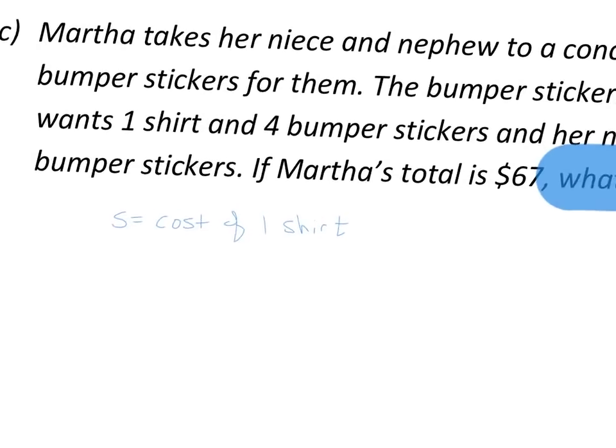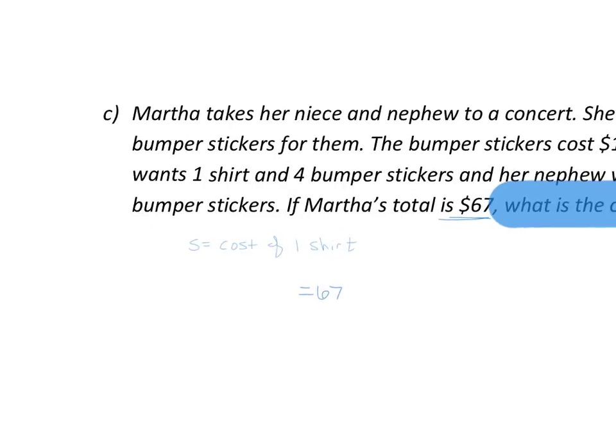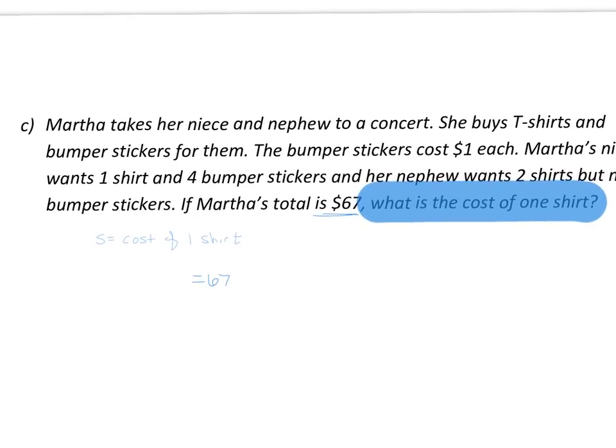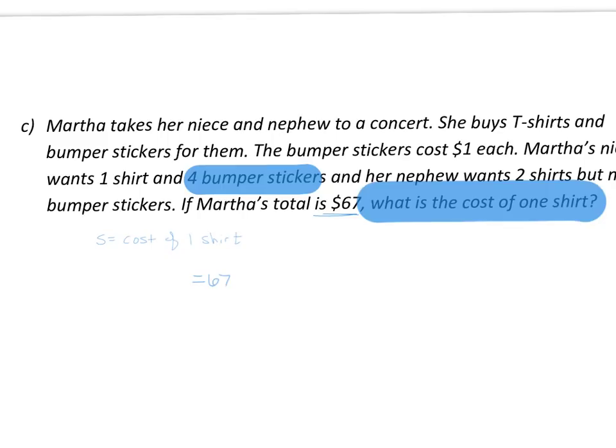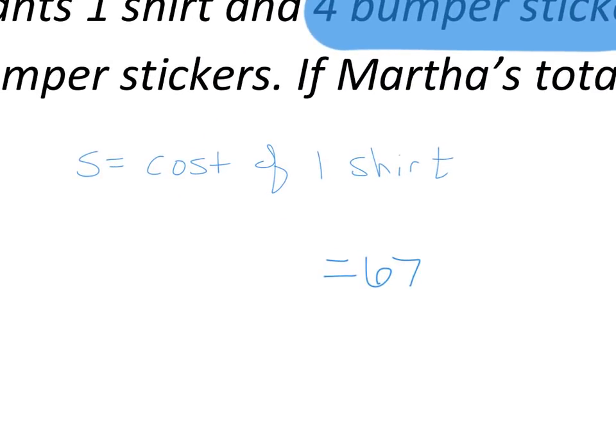Okay, now the equation. We know from the information here that the total is 67, so I've got something equals 67. Let's figure out what she was buying. She has bumper stickers that are $1 each, and she is buying 4 bumper stickers. The nephew doesn't want any, so she's only buying 4. Hopefully we can all understand that 4 times 1 would be $4. So we have $4 plus whatever T-shirts we buy.